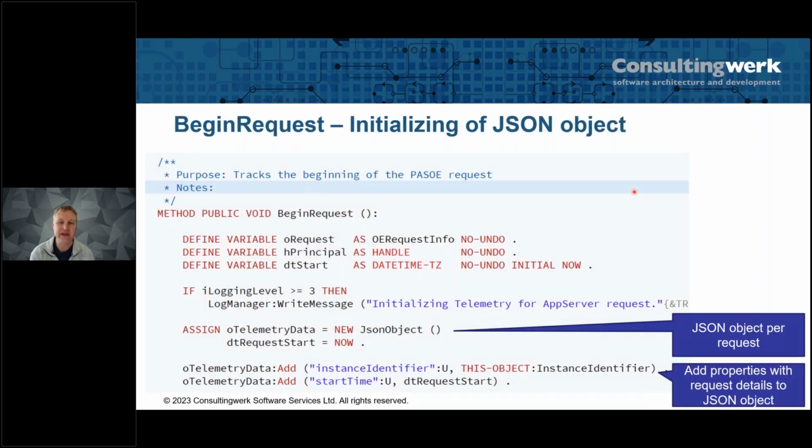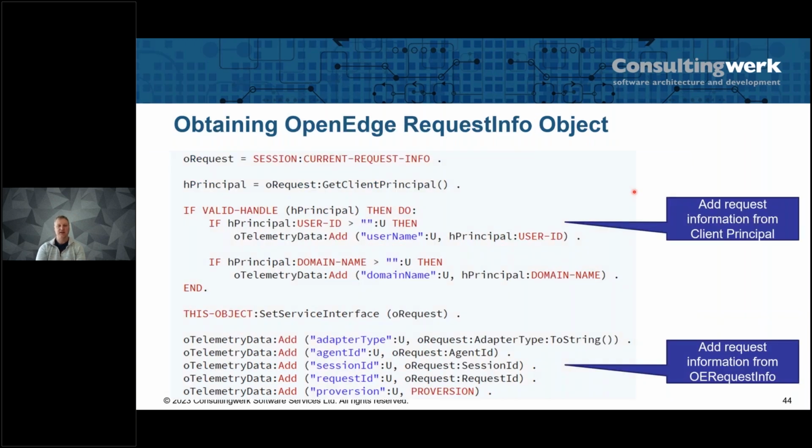The begin request, everything's stored as JSON, and you'll see why when we talk about the output of this, it just makes it simpler. But we pull various information: when did it start, the instance identifier, and then information from this OpenEdge request info object. So the first line up here, we get a current request info, and this is also available in Classic AppServer. I'm not sure when that was added in Classic, but it's always been available in PAS, and that's got a bunch of really useful information.